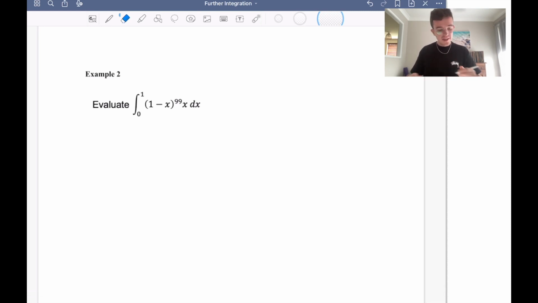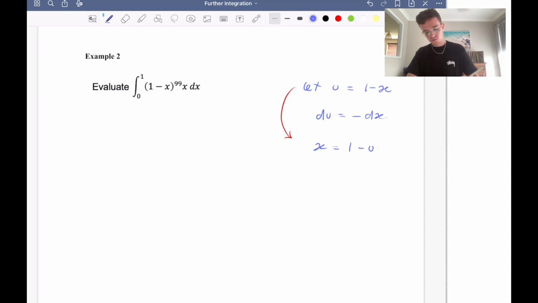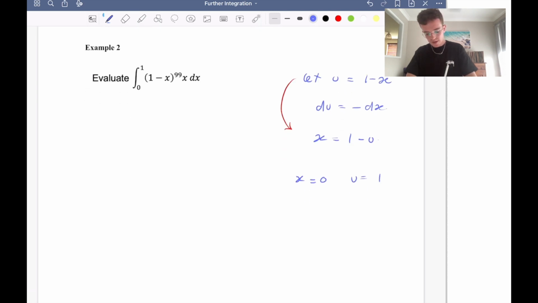Example number 2 is we're finding the integral from 0 to 1 of 1 minus x to the 99 times x. Now there's probably a lot of ways of doing this question, but I personally would be most comfortable using a u substitution. So I'm going to say let u equal 1 minus x, which means du is minus dx. And from that we can deduce that x is 1 minus u. While we're doing that, we might change the bounds as well. So when x is equal to 0, u is equal to 1 minus 0, which is 1.